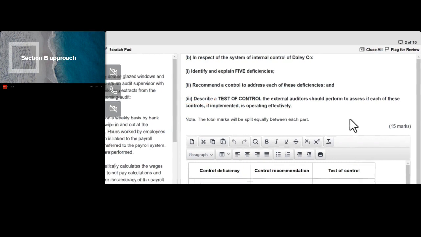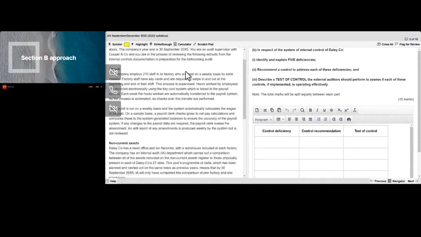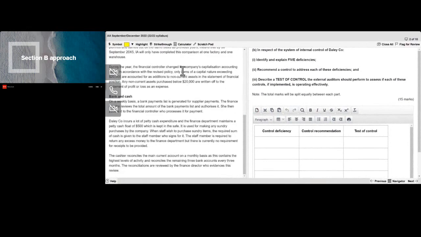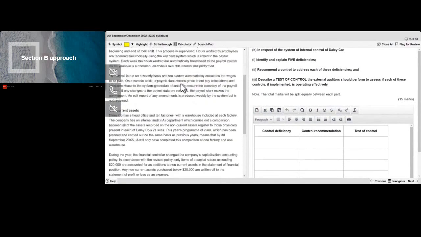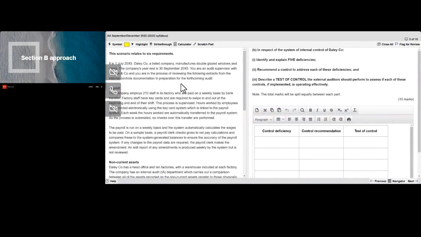Once you've done that, then it's a case of reading the scenario from top to bottom to get a feel for the information that you need to pull out for your answer. You can then start actively reading. So the next step would be to work through the scenario and copy and paste deficiencies you find as you go so that you can build your plan in the answer table.